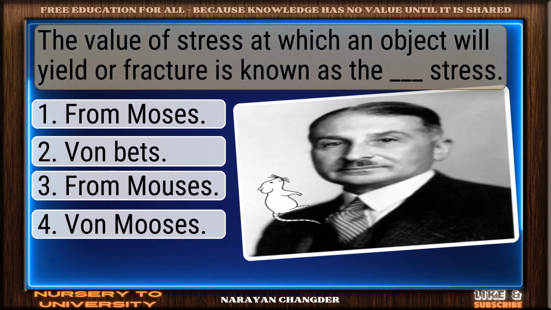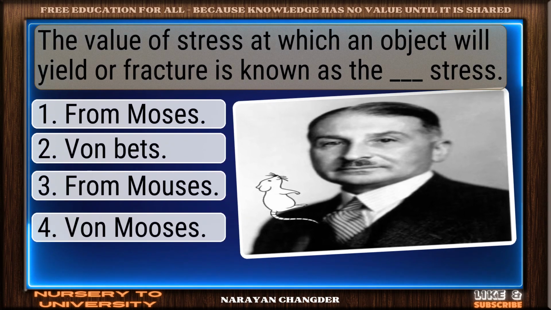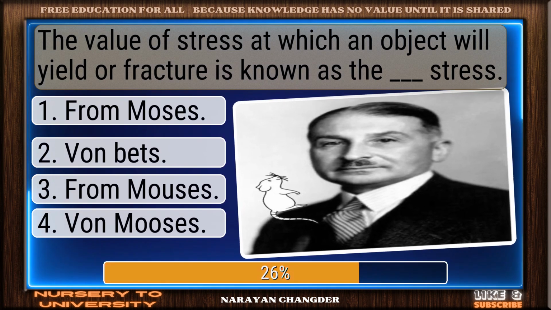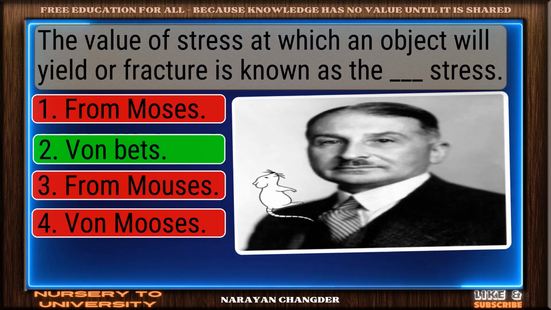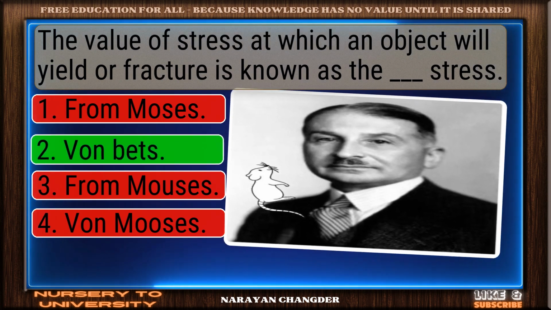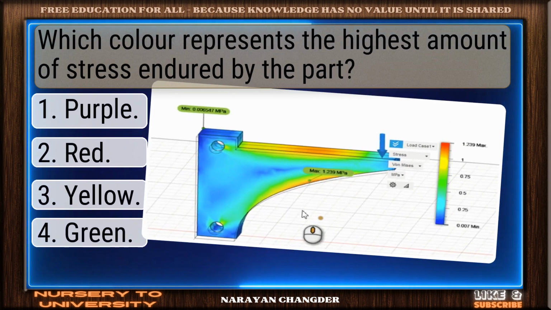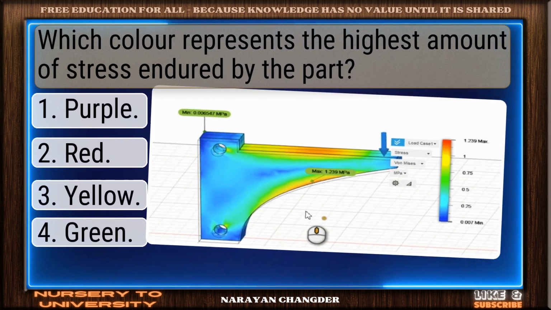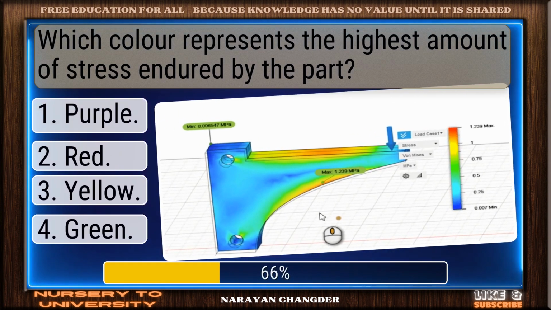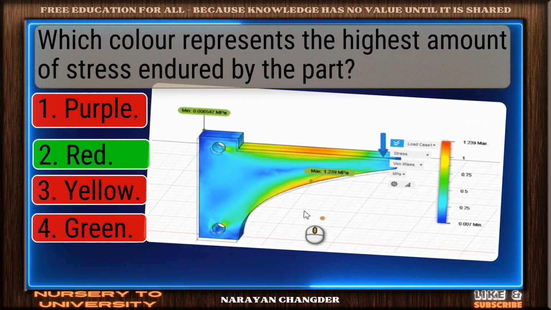The value of stress at which an object will yield or fracture is known as the dash stress. Excellent choice. Von Mises is the right answer. Which color represents the highest amount of stress endured by the part? Nice selection. Red is the correct and valid answer.